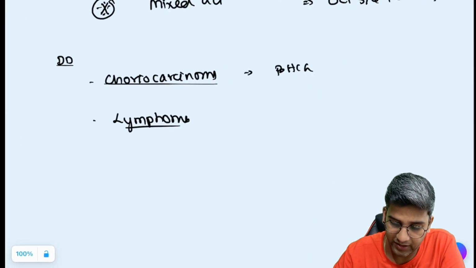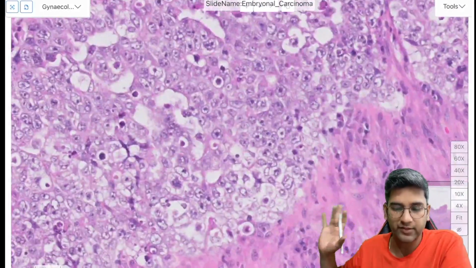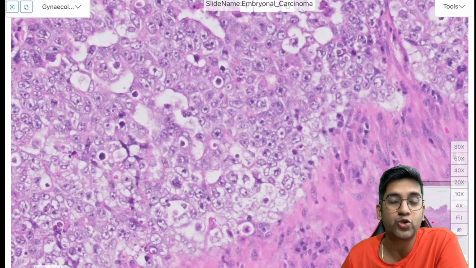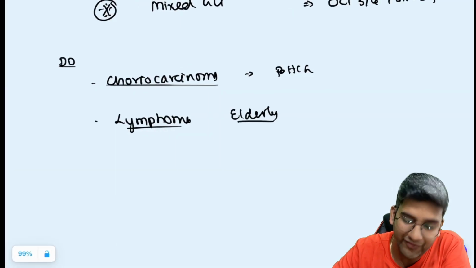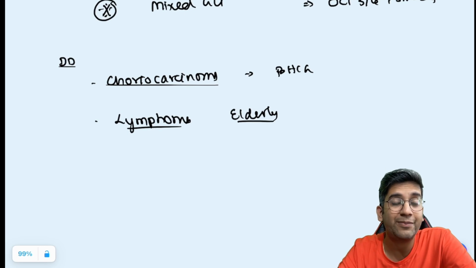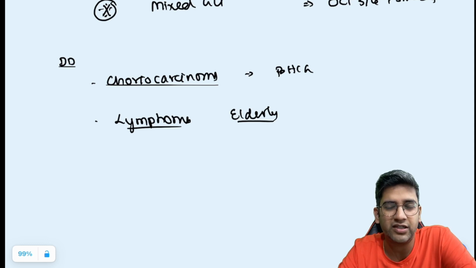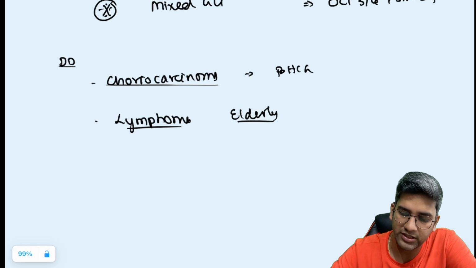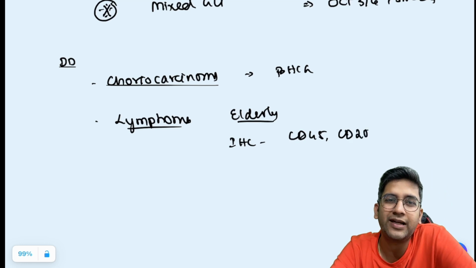If I give you a slide without any history, just this field, will you pick it as DLBCL? Yes, looks like a DLBCL, right? So lymphoma undoubtedly is one of the differential diagnoses to be kept, especially if the person is an elderly person. A lymphoma, at least an ovarian or a testicular lymphoma, does not happen at a very young age. It will happen in an elderly person, right, that might be a bit of a difficulty for embryonal carcinoma, which might not happen at 50 or 60 years, but lymphoma typically happens at 50 or 60 years. And obviously markers, a simple CD45 is more than enough. Like I said, it looks like a DLBCL, so CD20 also might come in handy, right?